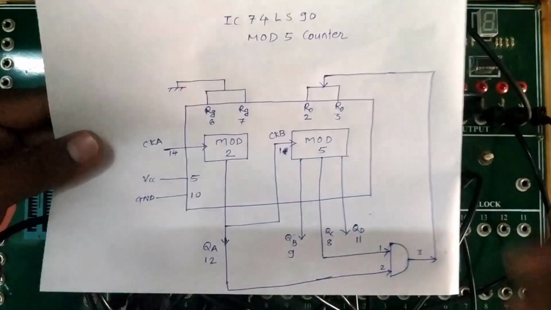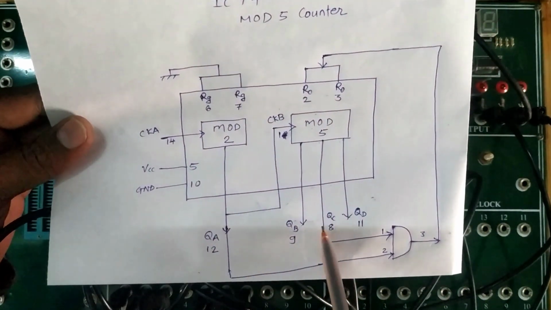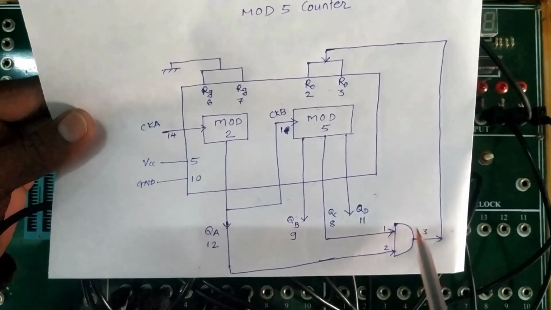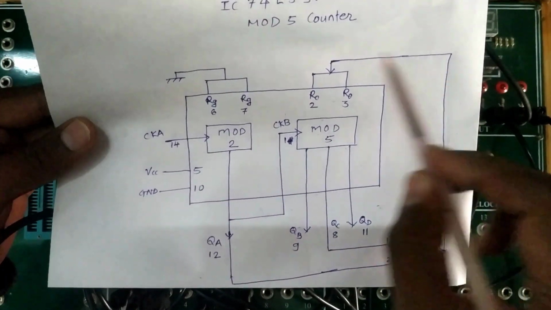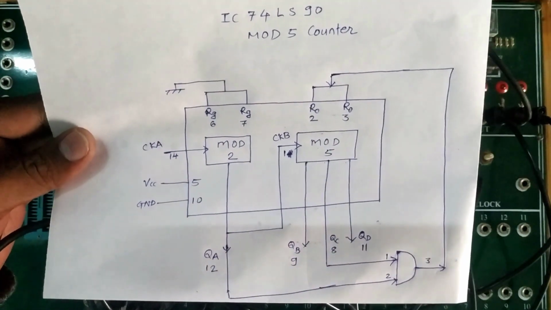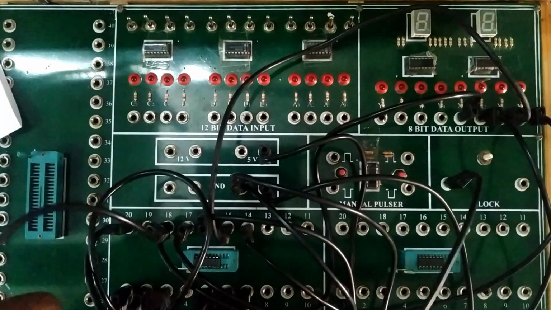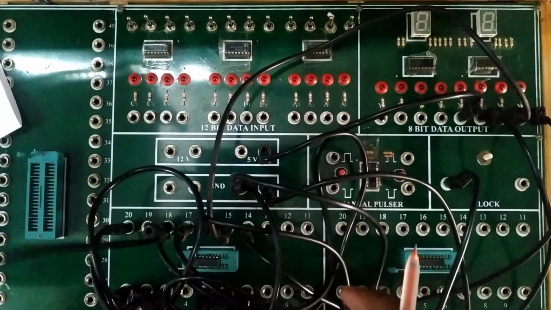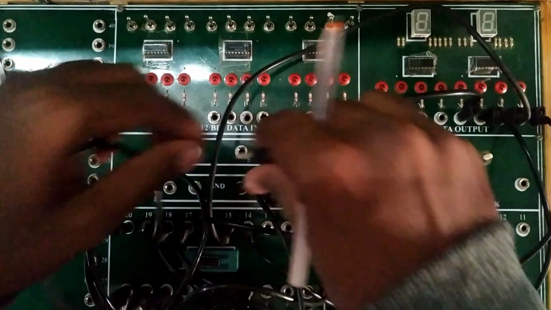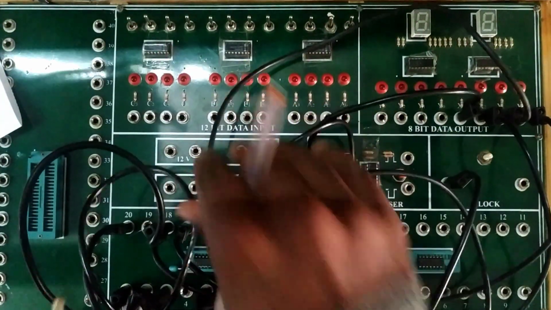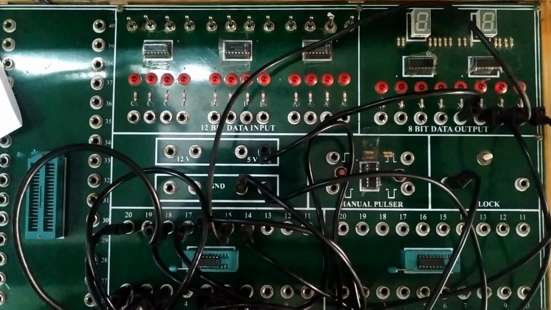See, for Mod 5 counter you have to connect QA and QC to the input of AND gate, and output of this AND gate is connected to reset pin. So first of all, pin number 2 and 3 we have connected to ground. So instead of connecting to ground, you just connect it to the output of AND gate IC.